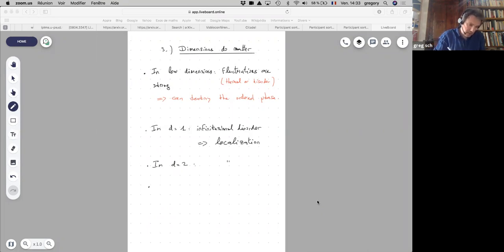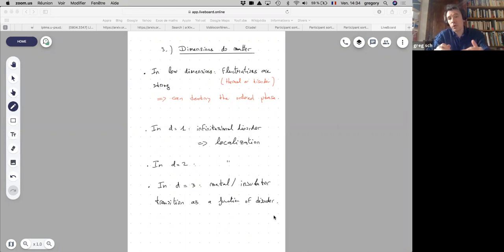Now, only in d equals 3 and higher, so say in d equals 3, you will actually have a metal insulator transition as a function of the strength of the disorder. We will see a bit later the phase diagram that you have in this case. It is relatively rich. But roughly speaking, this means that if disorder is small, then the states will not be localized. We say that they are extended. We will see what it means more precisely in a minute.